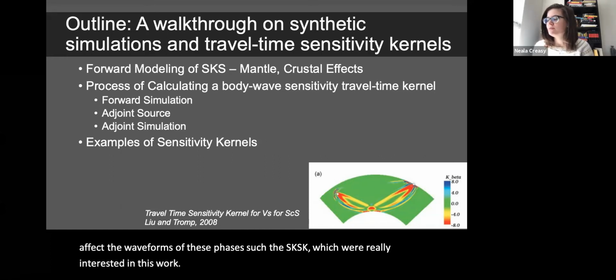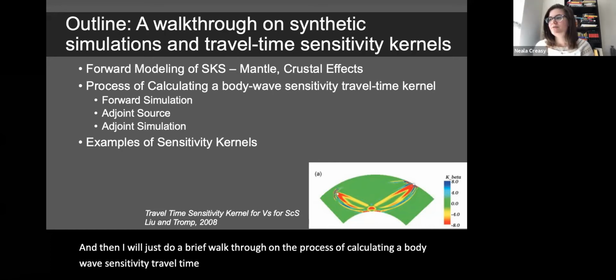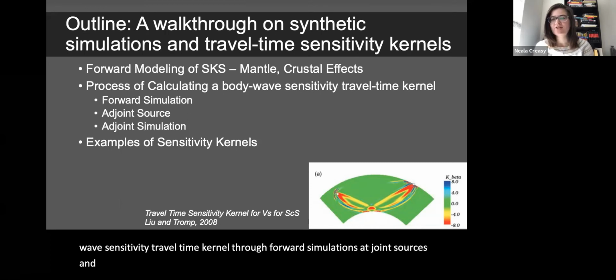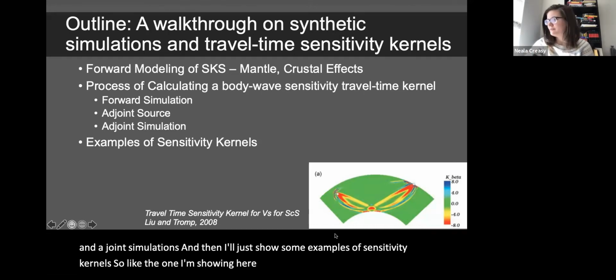And then I will do a brief walkthrough on the process of calculating a body wave sensitivity travel time kernel through forward simulations, adjoint sources, and adjoint simulations. And then I'll show some examples of sensitivity kernels. The one I'm showing here is just an example of what they look like.